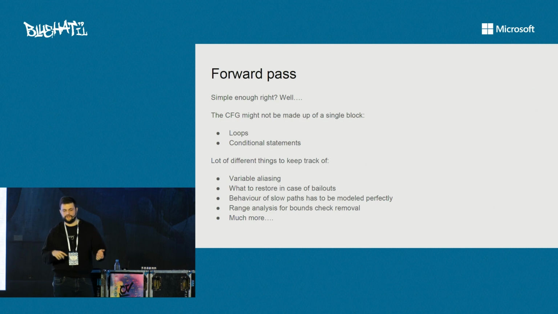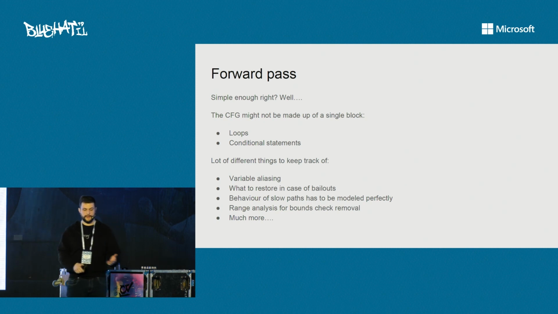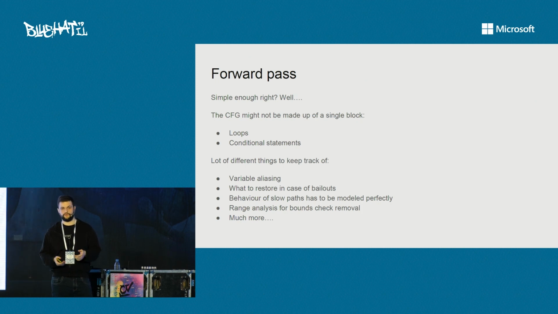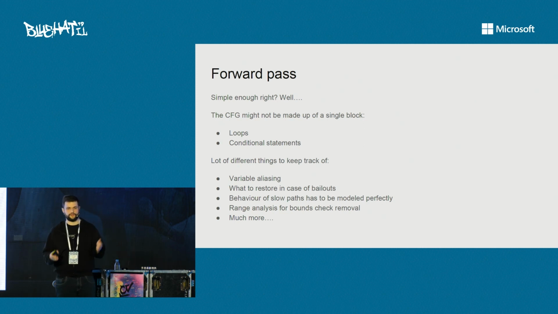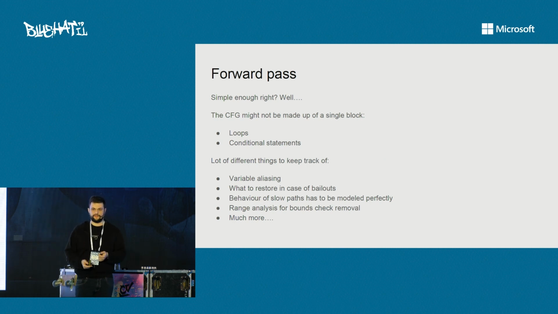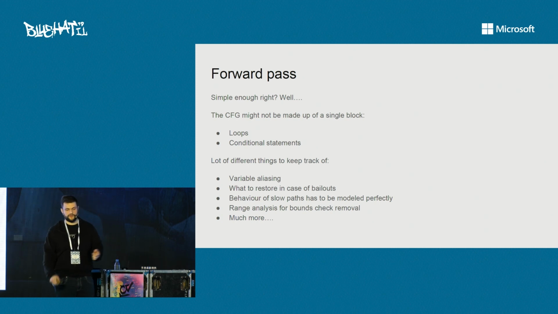Like which variable aliases another variable. In case of bailout, what do you restore for the interpreter? This is really non-trivial. The JIT also has to model perfectly what will happen in situations where it might fall back into the interpreter, because you don't want the JIT to assume that nothing is going to change when the slow path might actually change some internal data structures. It also does some range analysis for bounds check removal, which sounds really scary, and a lot more things happening. So there's a lot of things that can go wrong.